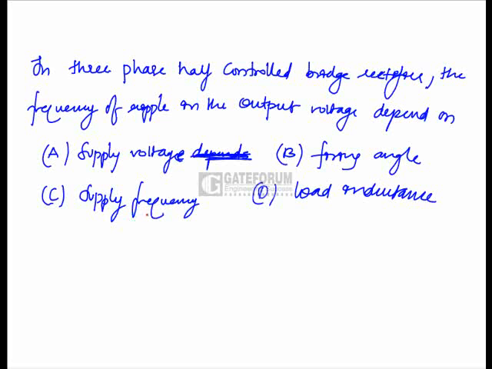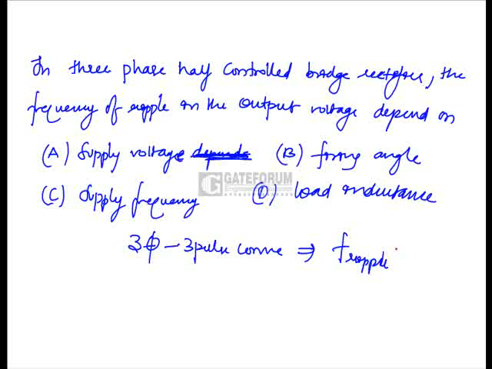He has given a 3-phase half controlled bridge. A 3-phase half controlled bridge means this is a 3-phase 3-pulse converter. In a 3-phase 3-pulse converter, the frequency of ripple in the output voltage is always equal to pulse number into supply frequency Fs. In a 3-phase half controlled bridge, this is 3 times Fs.